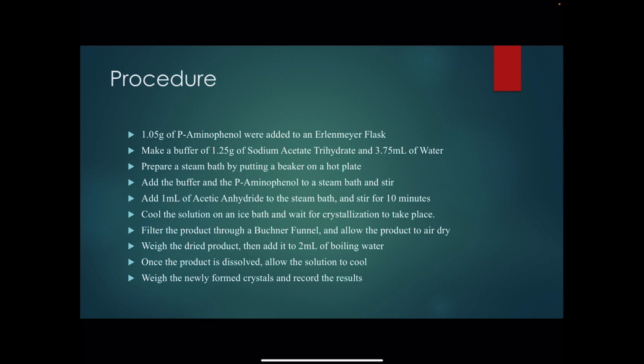Then you're going to weigh the dried product, add it to 2 milliliters of boiling water, and then once it is all dissolved, you're going to allow it to cool again, and then weigh the newly formed crystals and record the results.